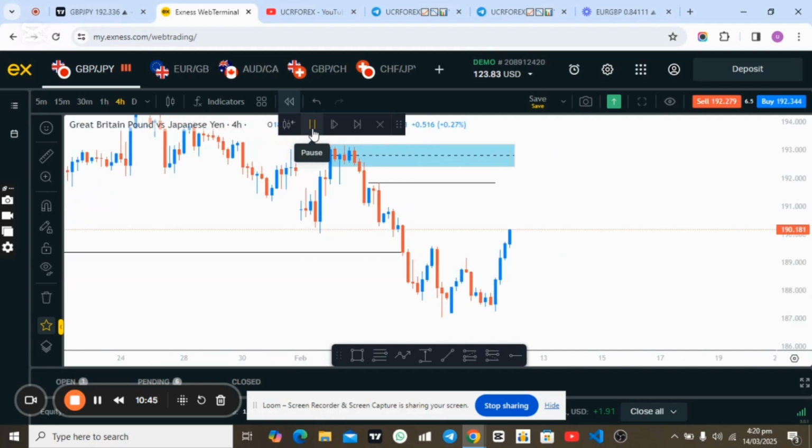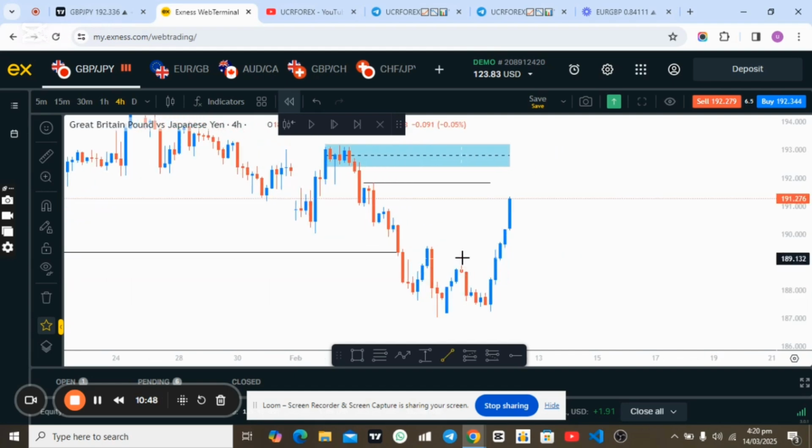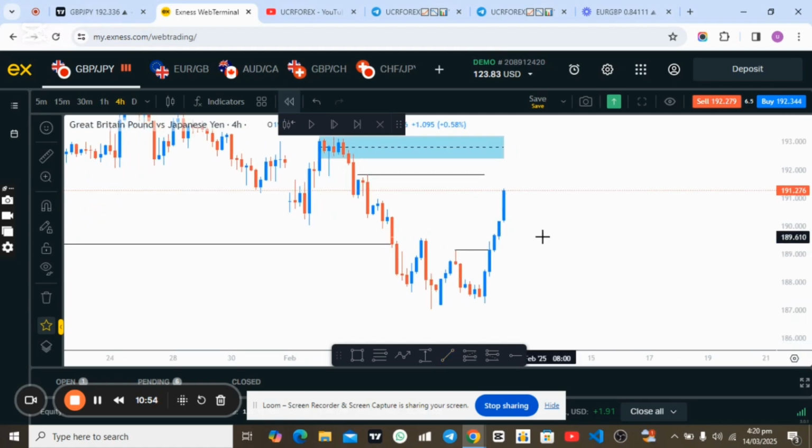So now, first of all, we have seen a shift in market structure here. This is the first change of character the market has actually given on the 4 hour time frame. Saying this happened on a 4 hour time frame is strong, but that is not really enough to tell us that the market is going to switch from a downtrend to a bullish market. It could look like just a point of reversal.